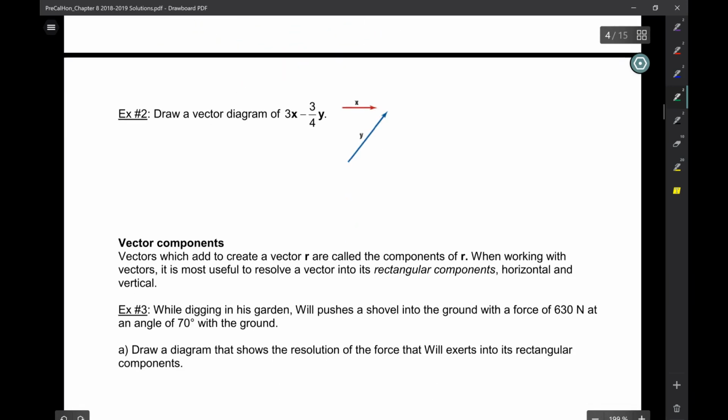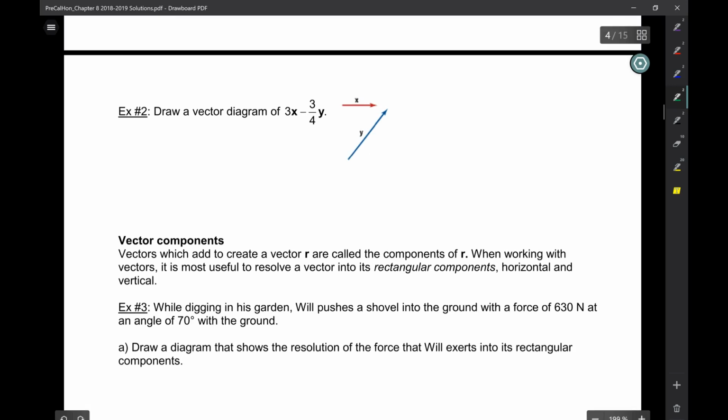All right, here's vector x, here's vector y. I want to draw 3x minus 3/4 y. What's 3x going to look like? 3 times the length of this, so 1, 2, 3, in the same direction, right? That doesn't change.